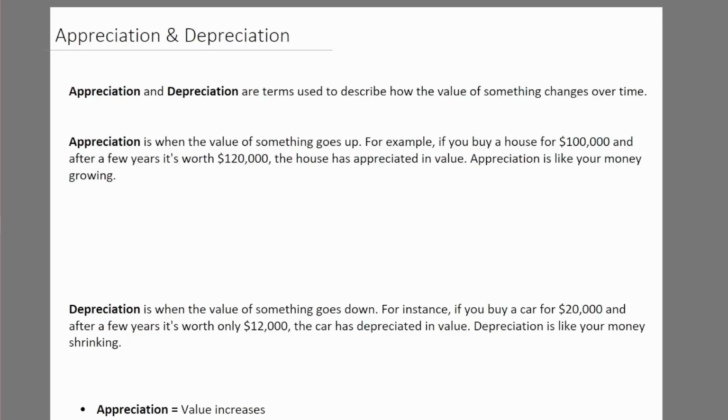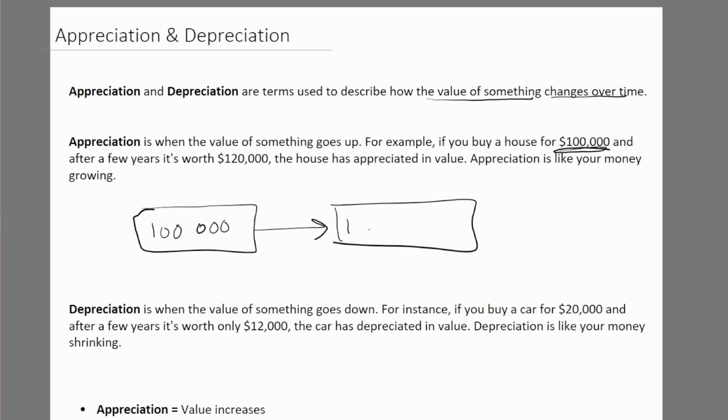In this video, we will be talking about appreciation and depreciation. Now, those terms are used to describe how the value of something changes over time. For appreciation, let's say you bought a house for $100,000. And a few years later, the value of the house went up to $120,000. So we would say that the house appreciated. And this is what appreciation is.